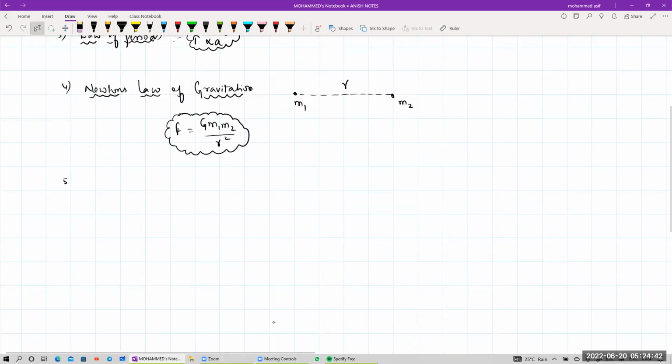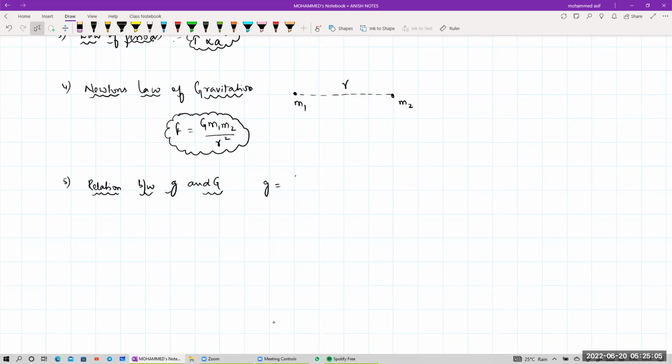And next one, a very important relation: the relation between small g and capital G. What is small g and capital G? Small g is acceleration due to gravity and capital G is your universal gravitational constant. So the relation between them is given by the formula.